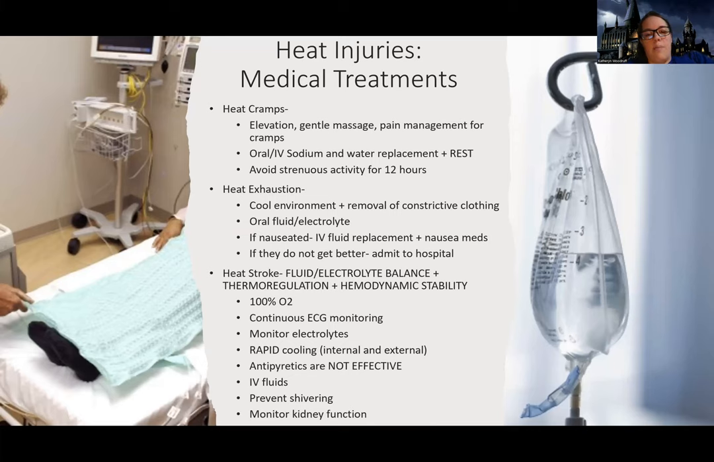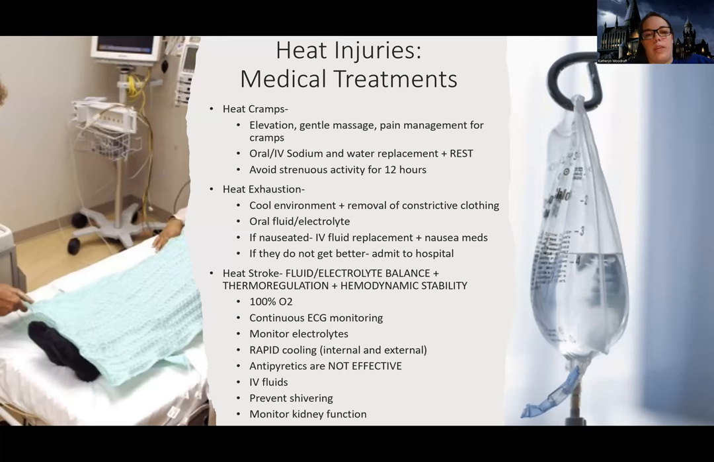stuff like that. We're going to give them oral fluid and electrolyte replacement, but if they're nauseated, they may need IV fluid replacement and some nausea meds. And if they're not better in a few hours, we're usually going to admit them if they're not starting to show those signs of improvement we talked about. Then last but not least, heat stroke, which is an emergency.